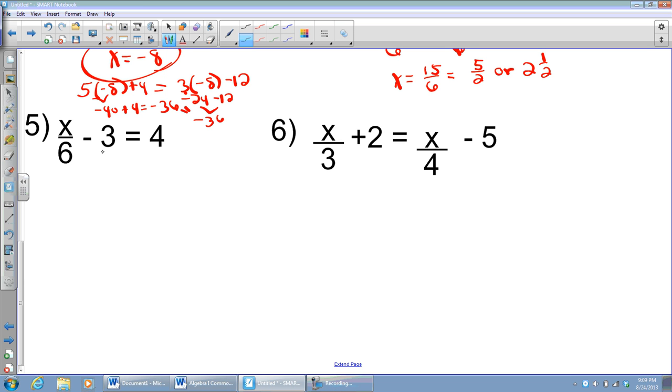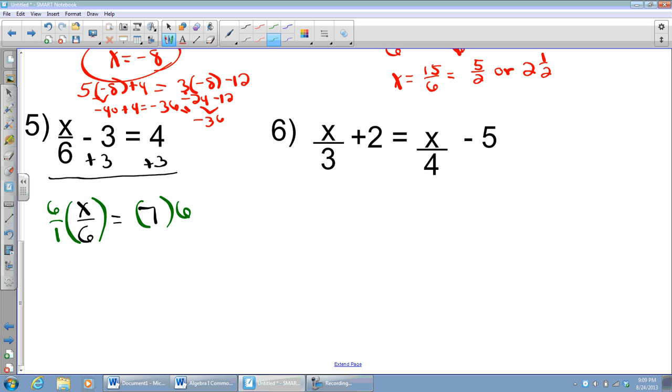Problems 5 and 6 are pretty easy. 5 is already a two-step equation. I'll undo the addition, and I'll get x over 6, which is going to equal 7. And then I'll multiply to get rid of my division.